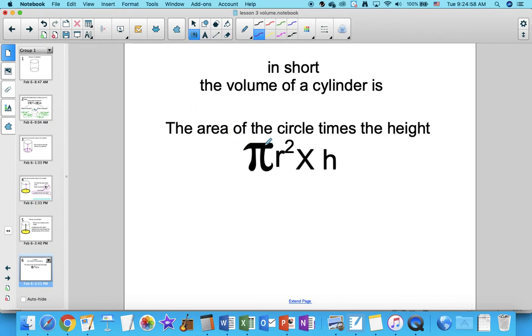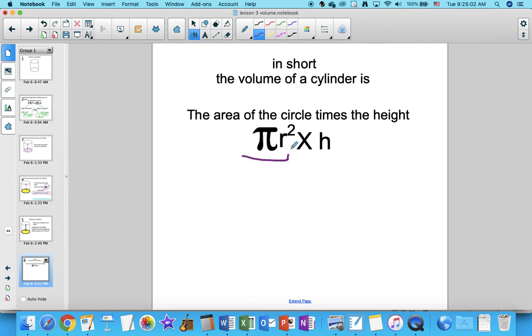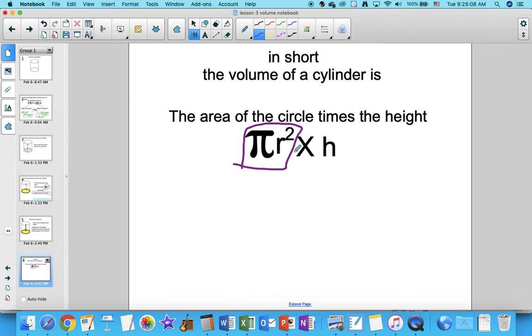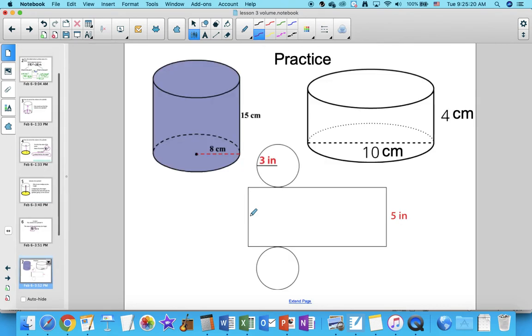So, in short, the equation for a cylinder is pi r squared, right? Pi r squared times the height, the area of the circle stretched up. And that gives you the volume of a cylinder. So try these questions on your own.